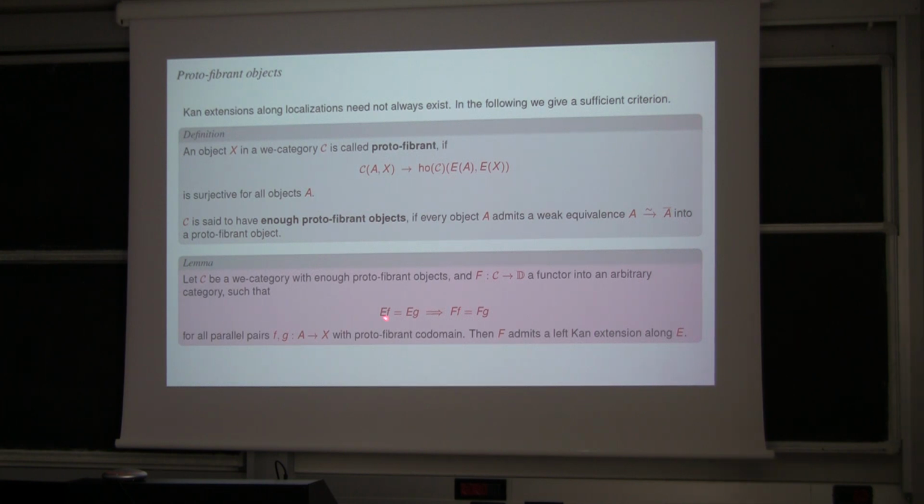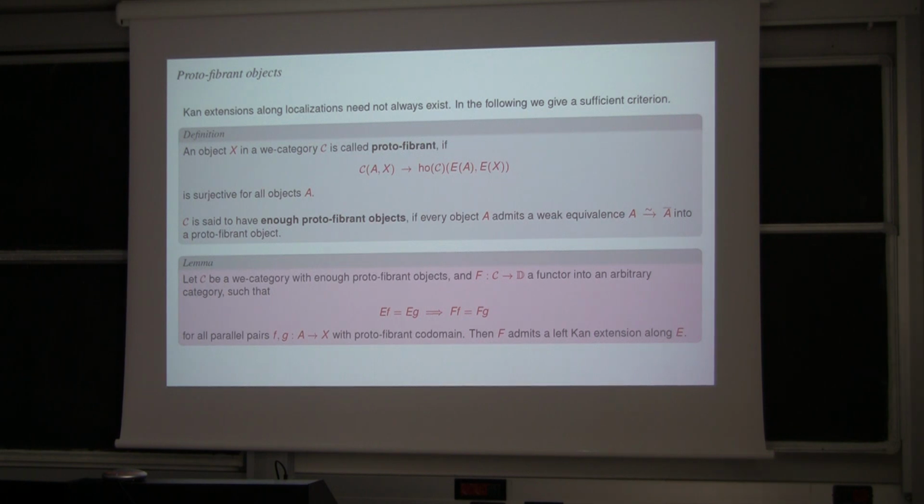And so now we have this nice criterion that says that if I have a WE category with enough protofibrant objects, meaning that every object admits a weak equivalence to a protofibrant object, and a functor into an arbitrary category such that this implication holds, saying that if two parallel arrows are identified by E, then they are identified by F, then we have a left Kan extension. So that's a criterion. I would be interested to hear if anybody has seen something like this in homotopy theory.